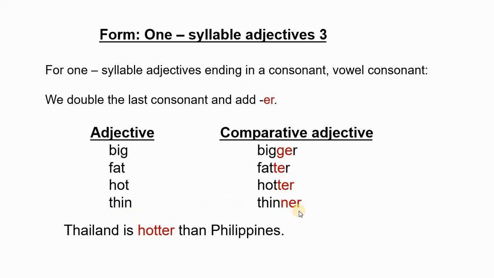So it becomes thin, thinner. And here is an example: Thailand is hotter than Philippines. Okay?